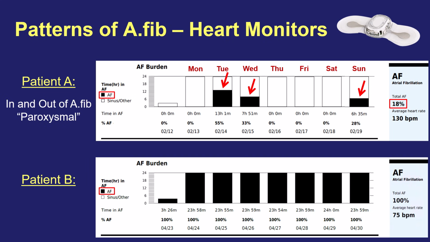Here's a second patient who's wearing a heart monitor who has A.Fib. And this person has atrial fibrillation all of the time. You can see only black bars every single day of the week, and this person is in 100% atrial fibrillation. And we call this pattern persistent. That means that when they go into A.Fib, they just stay in it long-term on their own, and their heart doesn't have the ability to pop back to normal rhythm by itself.